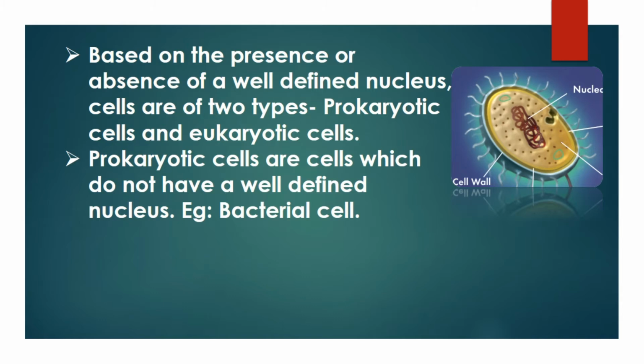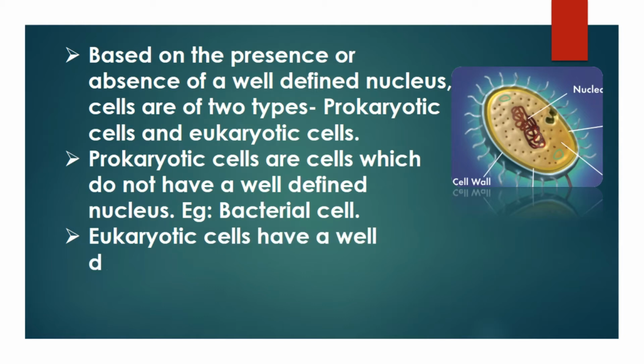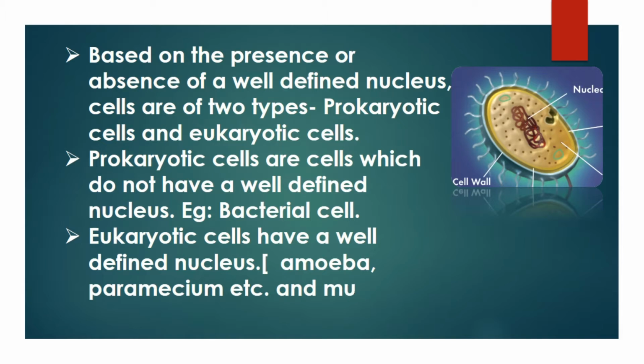What about in higher organisms? Cells in multicellular organisms have a well-defined nucleus. That is, a separate structure called nucleus which is surrounded by a nuclear membrane. And such cells are called eukaryotic cells. Eukaryotic cells have a well-defined nucleus.